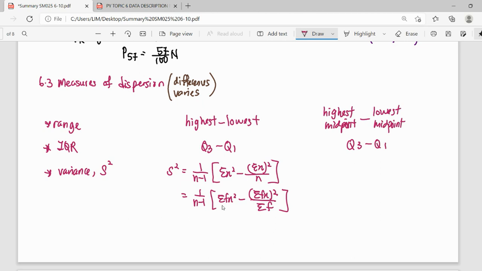So when we go for standard deviation, which is s, we are going to square root. The relationship between variance and standard deviation, s squared and s, is just square and square root. Variance has the square, so for standard deviation you take the square root of your variance.